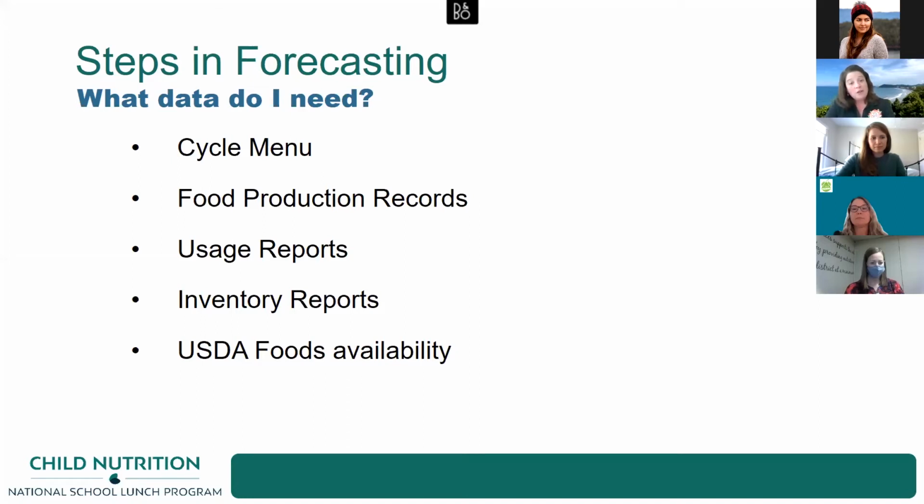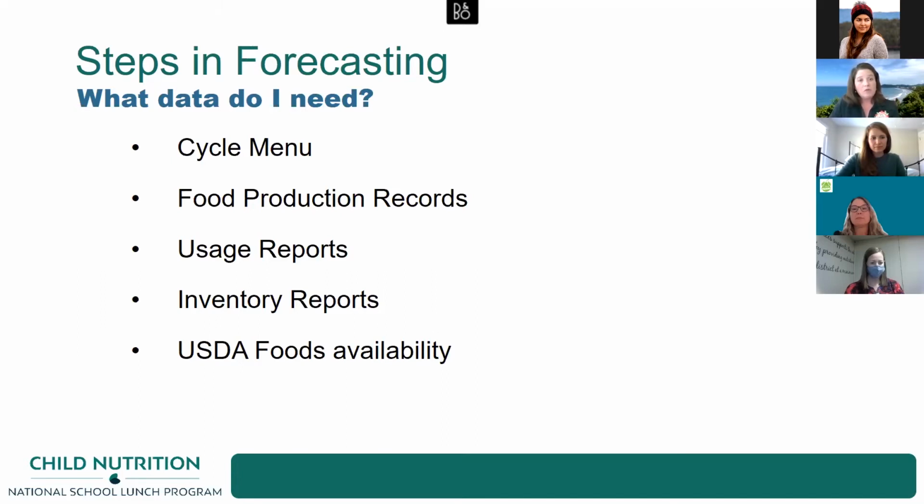And then USDA foods availability. So what this means is just simply, what's available out there. If there are any new products or different products that may be similar to items that you're using, because there could be, so that you can use your commodity entitlement, your USDA foods entitlement, far more effectively. We know that entitlement can really go a really long way when you're looking at food cost.